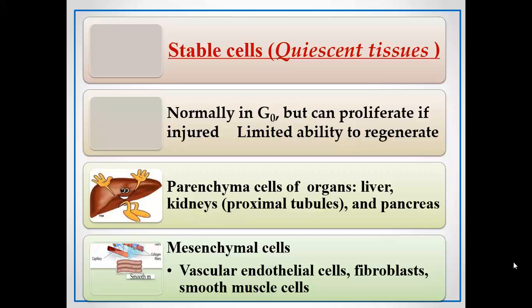What are the types of stable cells? Parenchymal cells of organs like liver, kidney, and pancreas. Mesenchymal cells like vascular endothelial cells, fibroblasts, smooth muscle cells.